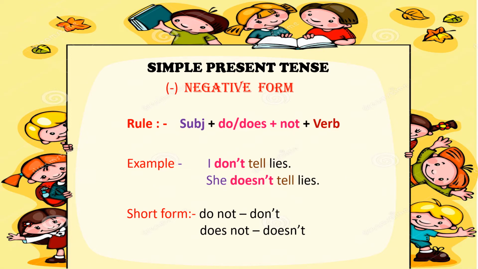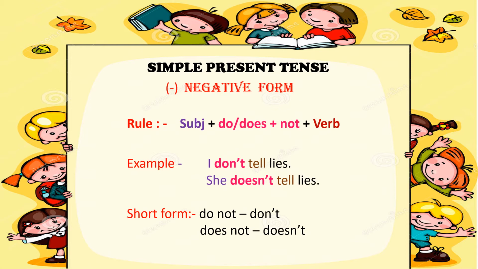Simple present tense in the negative form. The rule to form a sentence is subject plus do or does plus not, which indicates the negative form, plus the verb. For example, I don't tell lies. Here I is the subject, which is added with do plus not, and the short form of do plus not is don't. Tell is the verb and lies is the action done by it.